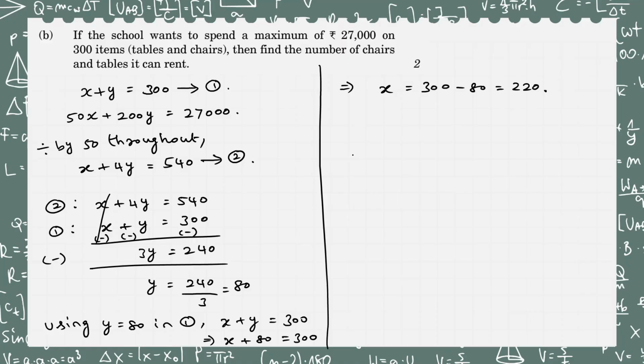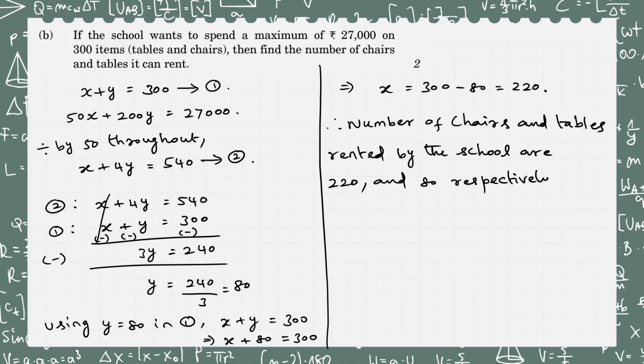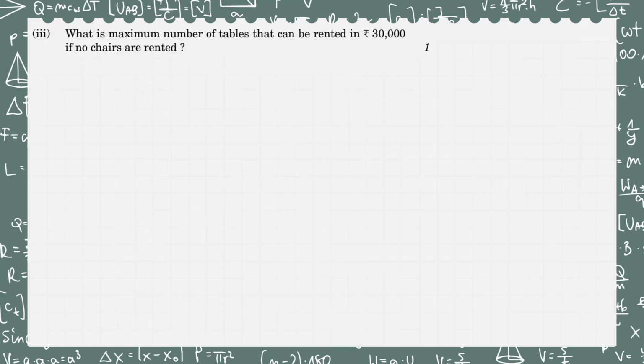Okay, now let us write the statement conclusion. Okay, that's the end of the sum. Let us move on to the next part. What is the maximum number of tables that can be rented in rupees 30,000 if no chairs are rented? Okay, so this is very easy. Actually, they are not renting any chairs at all. So only tables with all the 30,000 rupees.